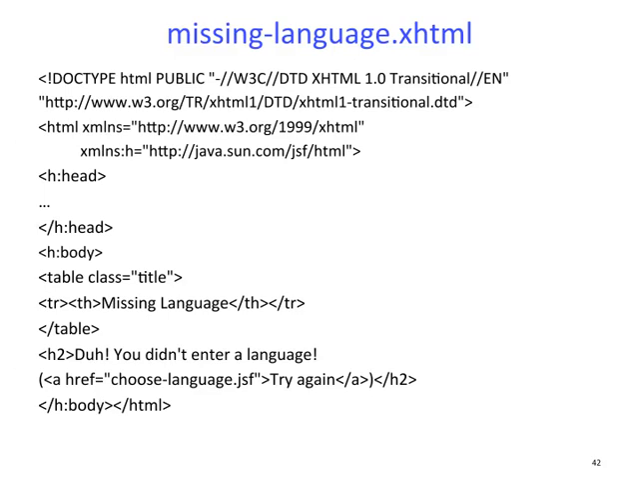So the returning XHTML page is, in the body, simply saying: the table will create a row, table missing language, and close the table, and give the message you didn't enter a language, and then create a reference to choose language JSF again, so the user gets a chance to put in the correct language.